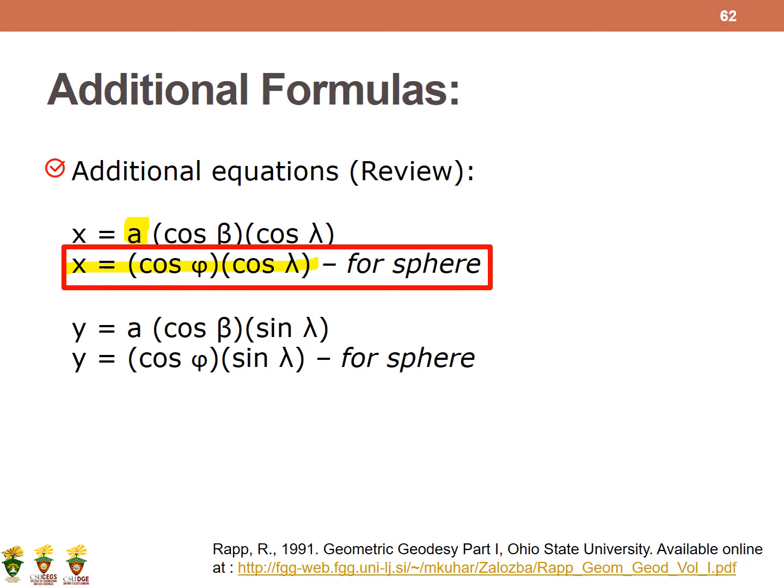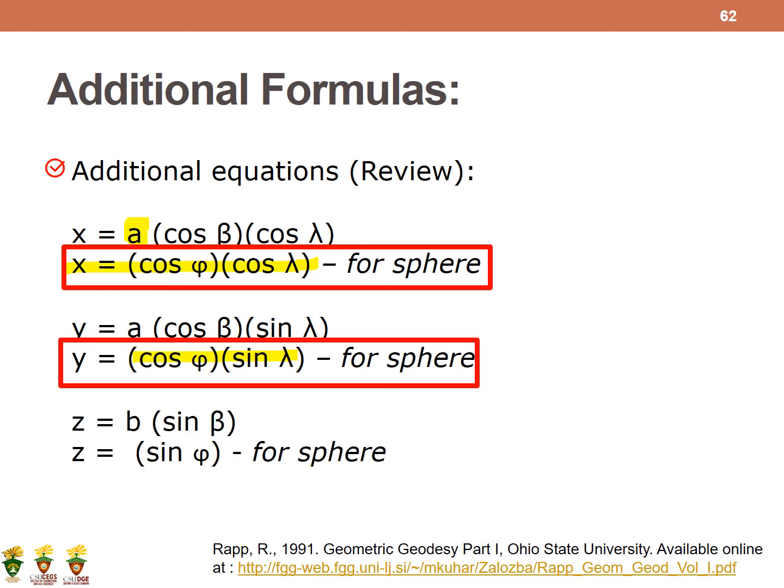And for y for a sphere, it is the same as in the space rectangular, cosine latitude and sine longitude, but without a, since it is a sphere. And for z, it is just equal to sine geodetic latitude for a sphere. So this is for additional learnings, in case a sphere is given. Of course it cancels, since the radius is just one.